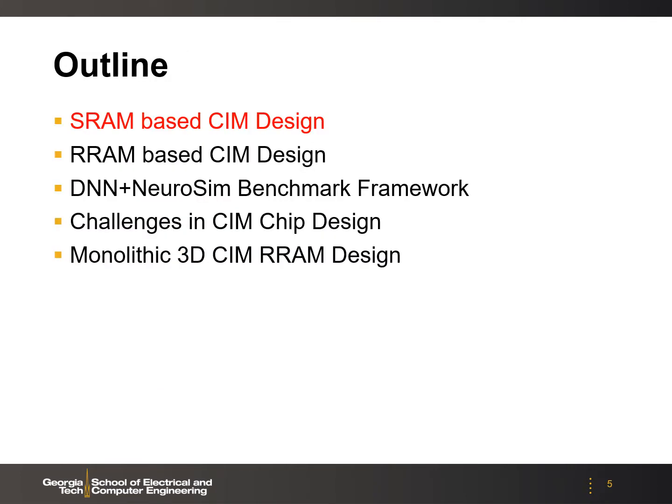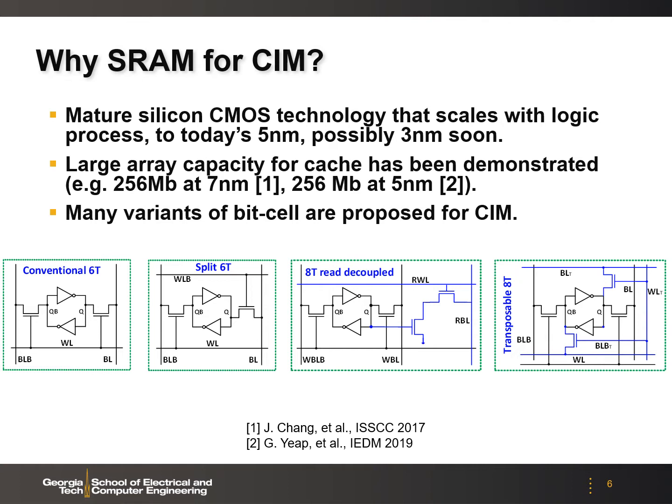Here is the outline of today's presentation. First, we will go through the SRAM-based designs, and then we move to the RRAM-based designs, and then we will present the DNN+NeuroSim benchmark framework, and then we will discuss general challenges in the chip design, and then lastly we will point out the future trend to have the monolithic 3D integration to enable the computing memory with better area and throughput efficiency. Okay, why SRAM for computing memory?